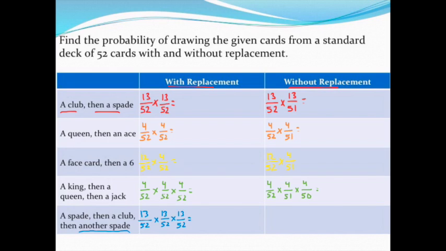Okay, watch the not replacing situation. First up, I pull a spade out. There's 13 out of 52. I throw it away. There's still 13 clubs, but there's only 51 cards left in the deck. I want to now pull another spade, and be careful. I ripped up that first spade, so how many spades are in there now? Only 12, and since I've ripped up 2 cards, it's out of 50 total.